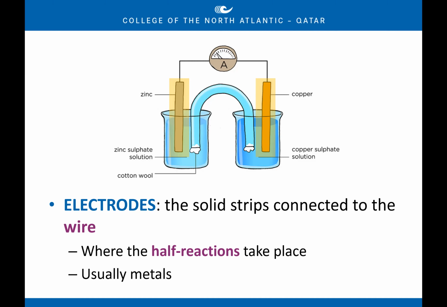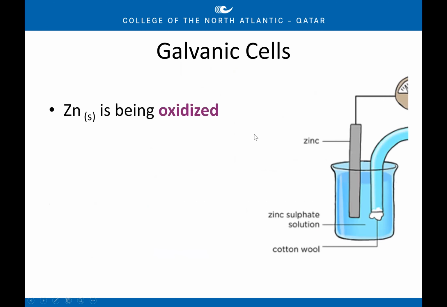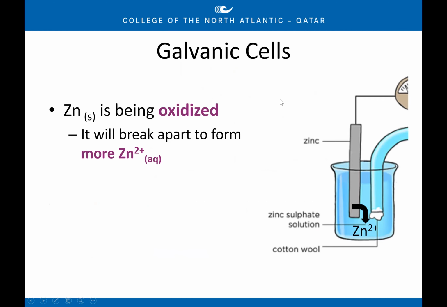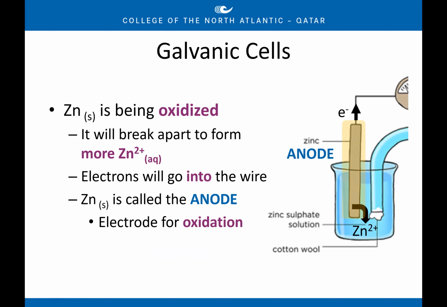Electrodes, these are the solid strips connected to the wire. It's where the half reactions take place. In this case, always metals. Now, this is really important. I'm going to teach you two words right now that are, I don't want to say important for the final, just important for your understanding. I want to explain the names that we give these electrodes, and you probably heard about this in the lab: anode and cathode. Very important words.